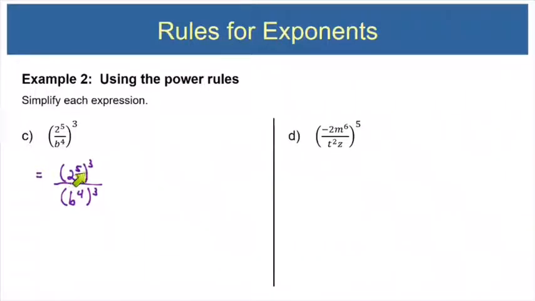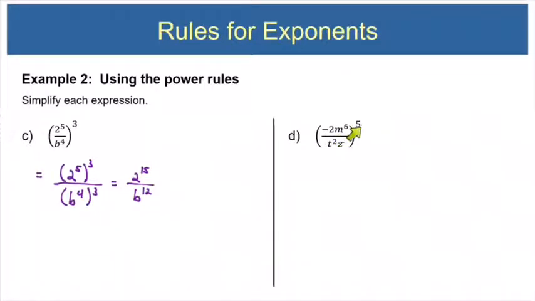So 5 times 3 is 15. So this numerator will become 2 to the 15th. And the bottom is also an example of power rule number 1, so this denominator is going to become b to the 12th, because 4 times 3 is 12.